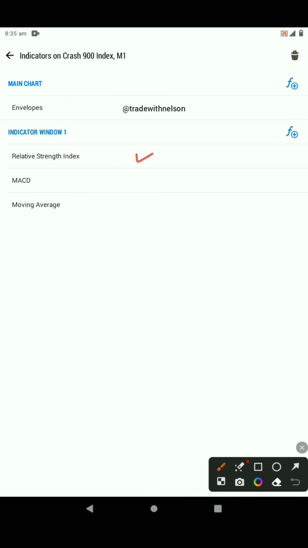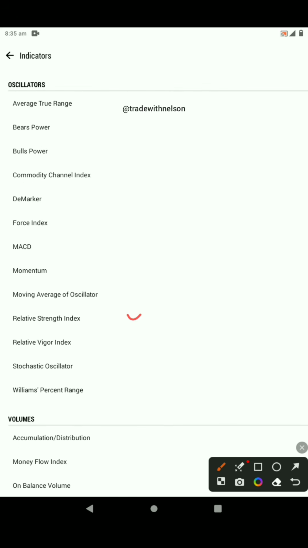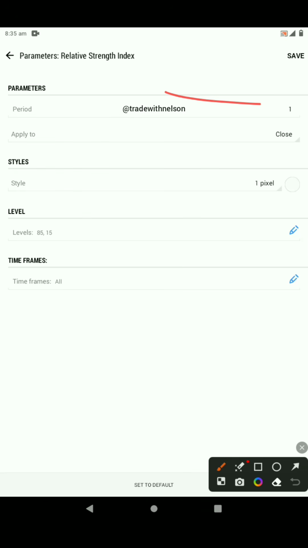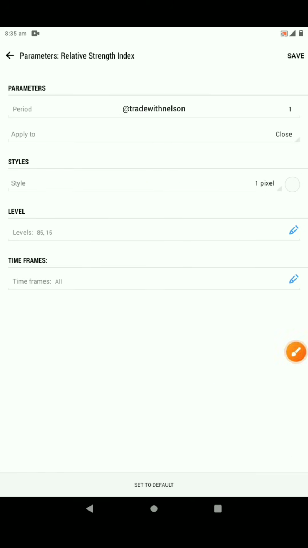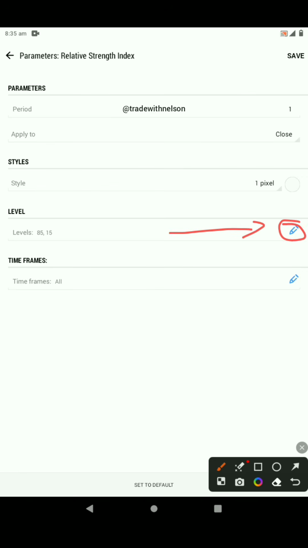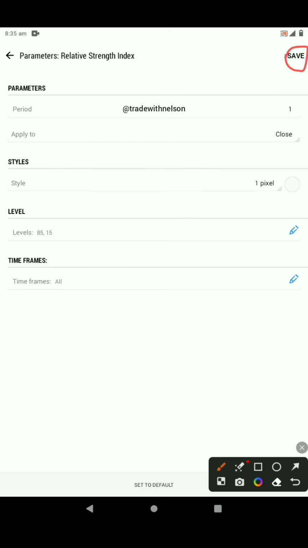The next indicator is relative strength index. To select that, click on the F icon on the main chart. Scroll down a bit. Relative strength index, click on that. Make your period 1, apply to close. Style 1 pixel. Select the color of your background. If your background is black, select black. If it is white like mine, select white. For the levels, click on this pen icon, add level, type 85 and 15, style 2 pixel and select a color of your choice. After that, click on save.